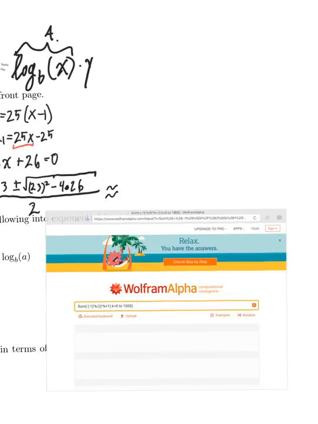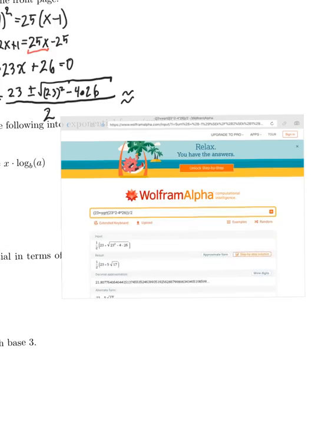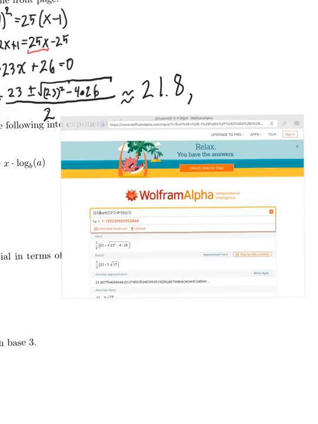And you know what? I won't make you watch me type in an expression because that will take too long. So I will pause the recording and I'll come back. Okay, I'm back. So it looks like the plus branch results in something that's around 21.8. And again, I'll be right back. And the minus branch gives me something that's around 1.2. So I see two solutions.